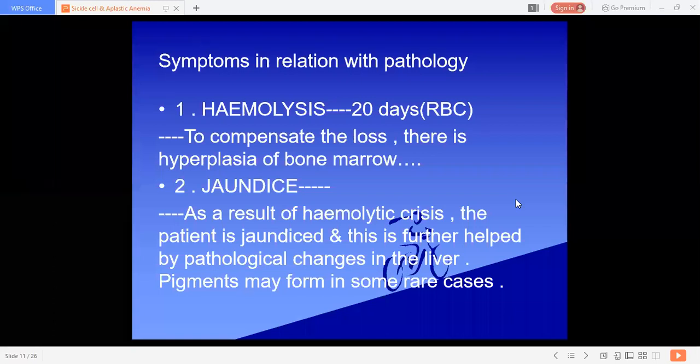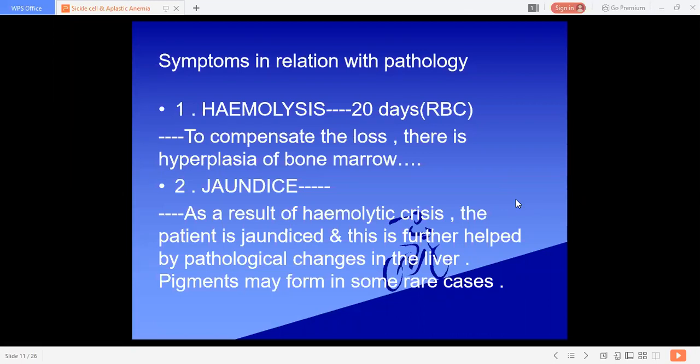Okay. Now, the symptoms in relation with pathology. What are the symptoms related with the pathology? The first symptom is hemolysis. It happens in 20 days. To compensate for the loss, there is hyperplasia of bone marrow. So hemolysis is the symptom which is related with the pathology. Hemolysis occurs due to the abnormal shape of RBCs.